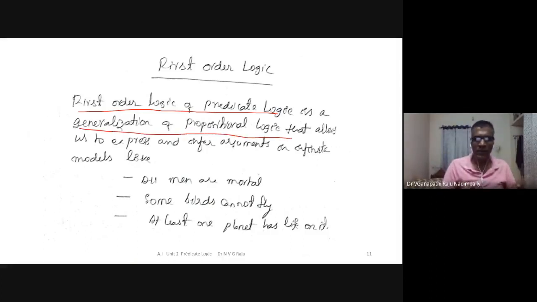Now, if you call propositional logic a C language, then first order logic has to be called C++. Propositional logic is a subset of first order logic. First order logic is a superset of propositional logic. Here we are going to write the logic for generalization principles. We will not write logic for a specific dog or a specific person. We will write a generalized logic that allows us to express and infer arguments in infinite models.